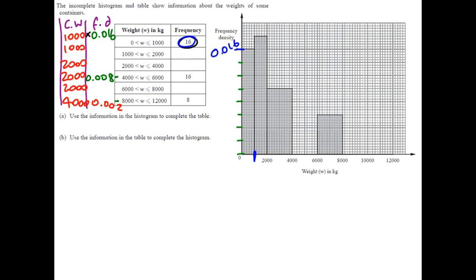Half of that, 1, 2, 3, 4, 5, 6, 7, 8. It's 4. 1, 2, 3, 4. That's half, which is 0.008, which means that half of that is 0.004. Do you see how I'm figuring out the scale? 0.002, 0.06, etc., etc., etc. 1, 2.